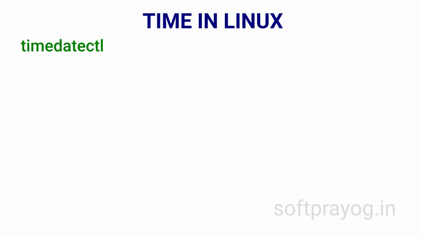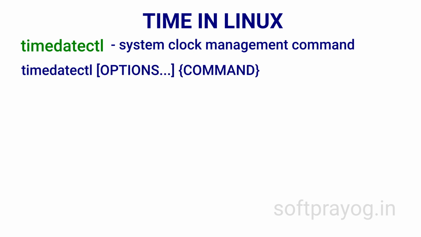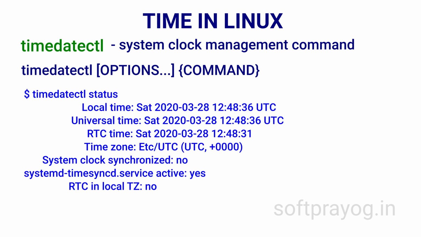The timedatectl command is for managing the system clock. You can query and modify the system clock and its settings using this command. We can see the current setting of the system clock and the hardware real-time clock with the timedatectl status command. The output of the timedatectl status command gives the local time, universal time, real-time clock time, and the time zone.